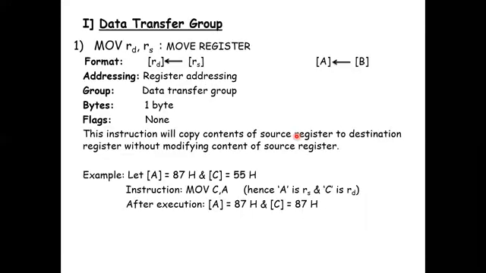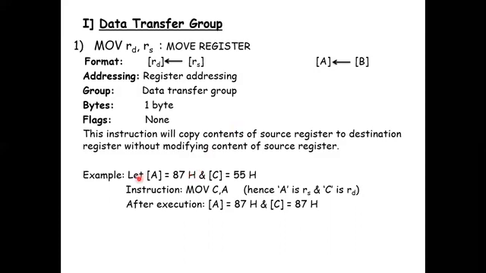First, the data transfer group. It generally includes move, load of data, and store of data, then push and pop. First we see MOV Rd, Rs, where Rd means destination register and Rs means source register. This instruction copies the content of the source register to the destination register without modifying the content of the source register.